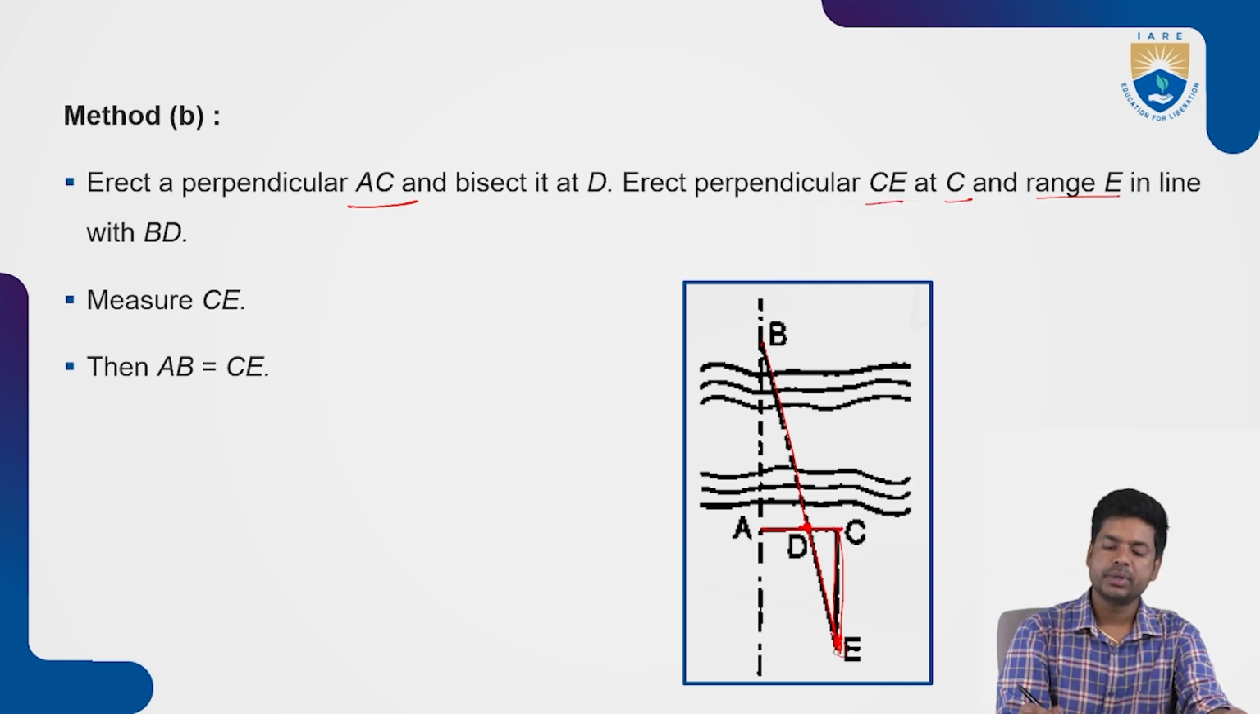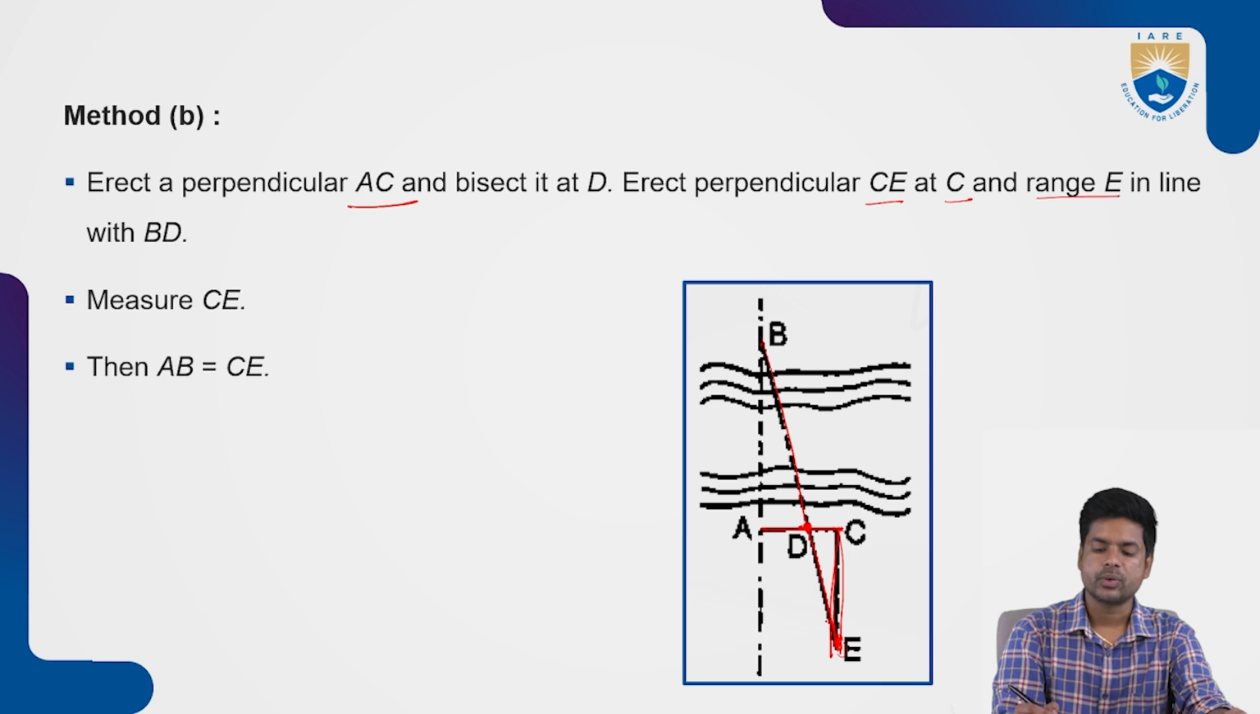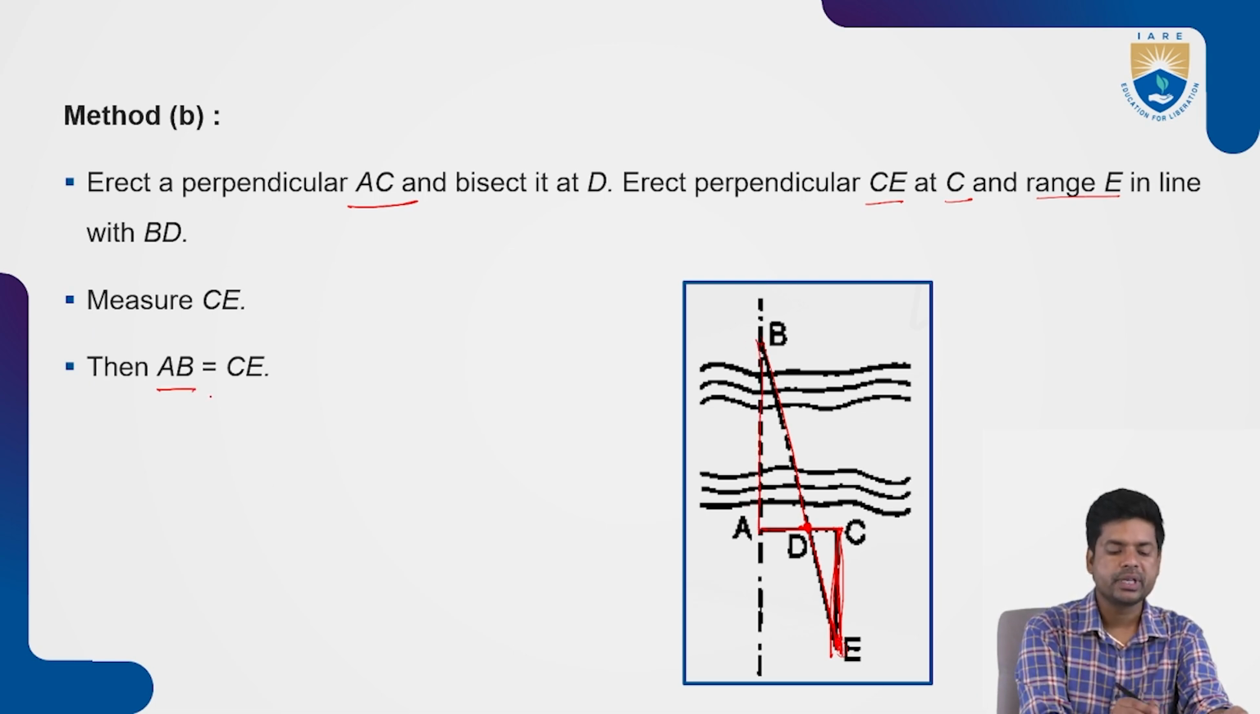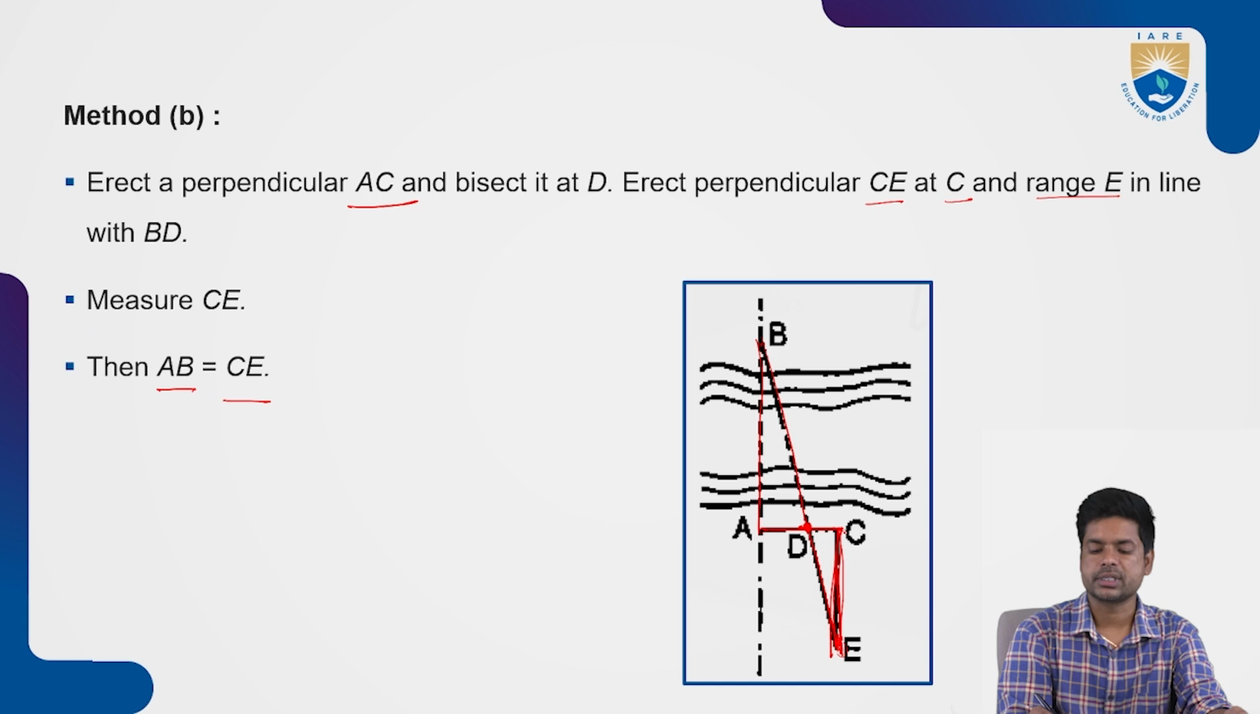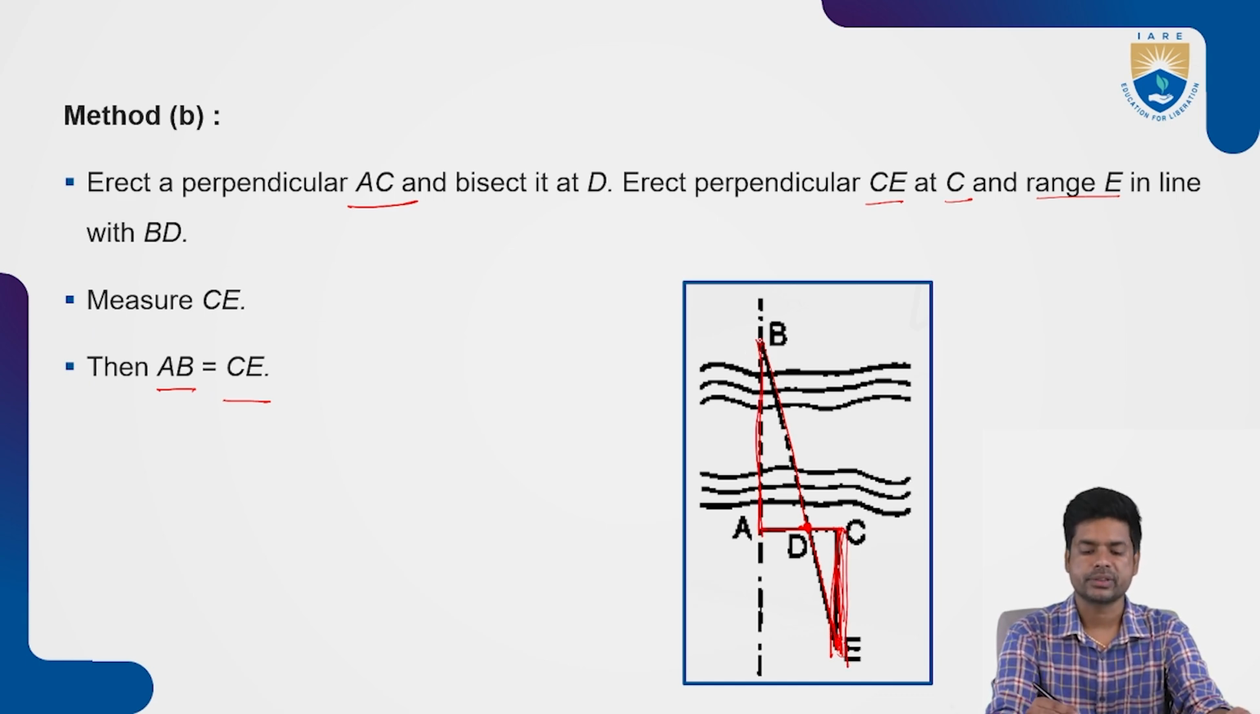Now measure the distance of CE. After ranging the BD line, measure the distance of CE. This distance will be equal to the distance of line AB, so AB is equal to CE. After measuring, this will be equal to the length of the obstacle, that is the length of the line AB. This is how we determine the length AB.